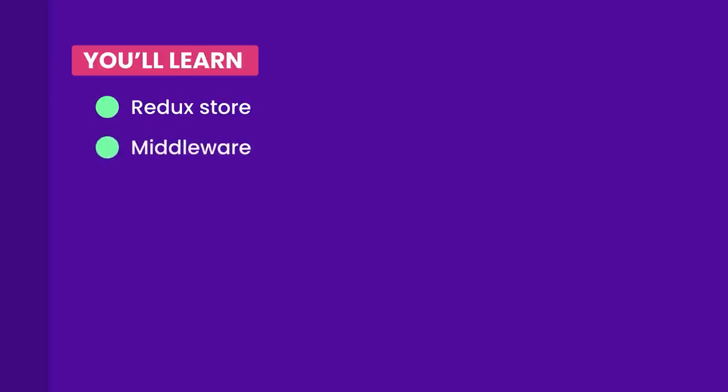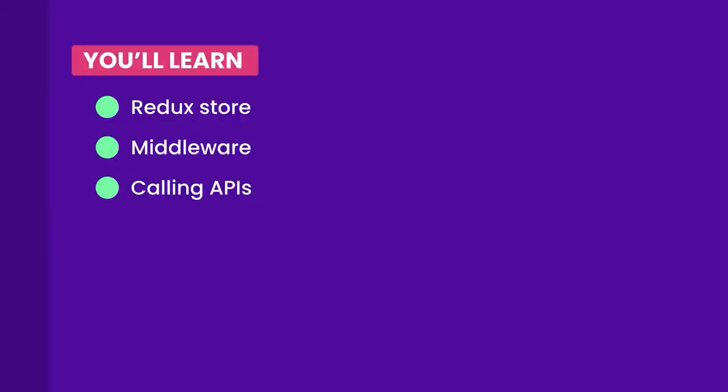Then we're going to talk about middleware. This is one of the areas that a lot of people find confusing, so I'm going to make it super simple for you. Next, we're going to talk about calling APIs. I've seen a lot of bad code when it comes to calling APIs, a lot of repetition. So in this section, I'm going to show you a very cool technique for calling APIs. We'll also talk about some other concerns such as loading indicators and caching.